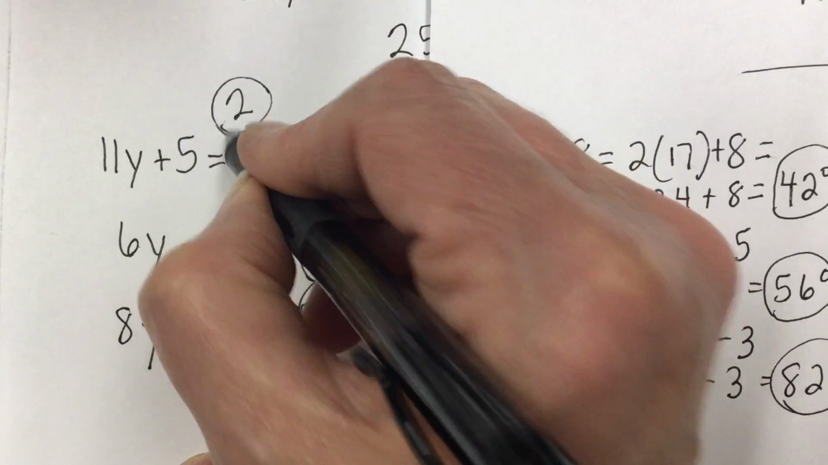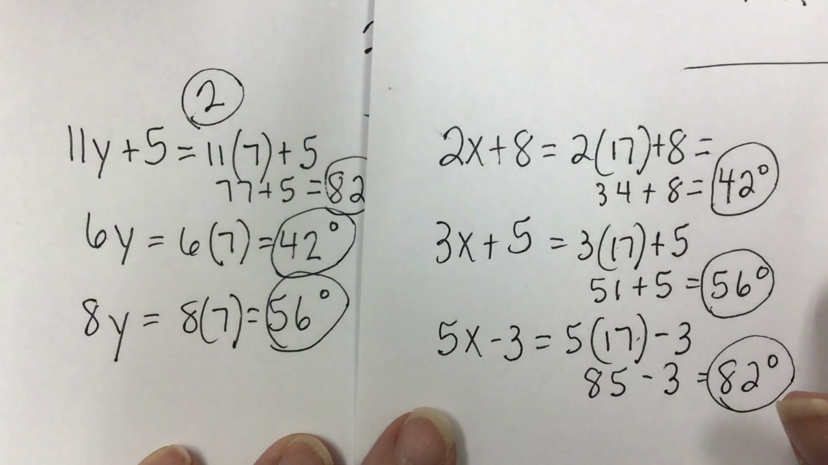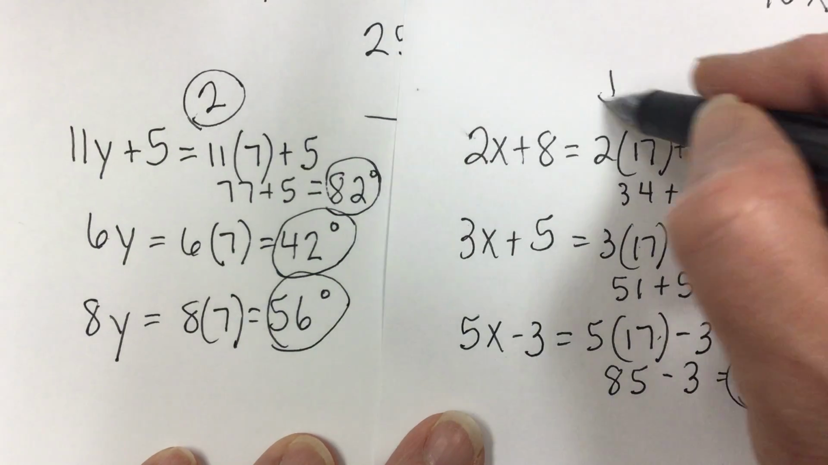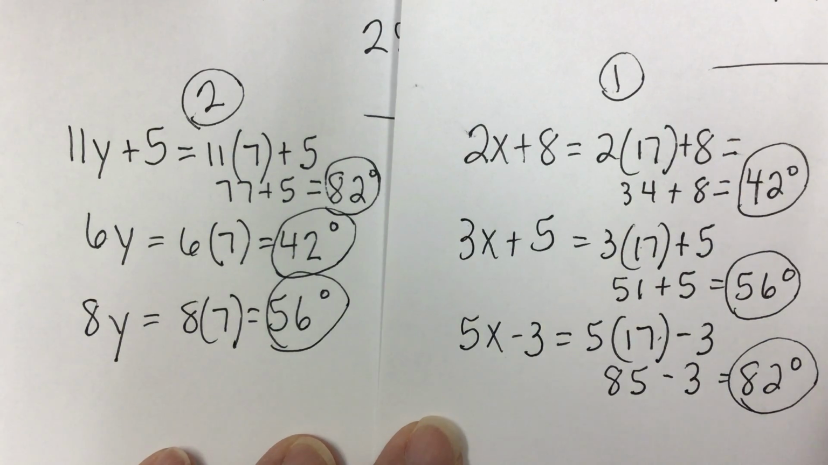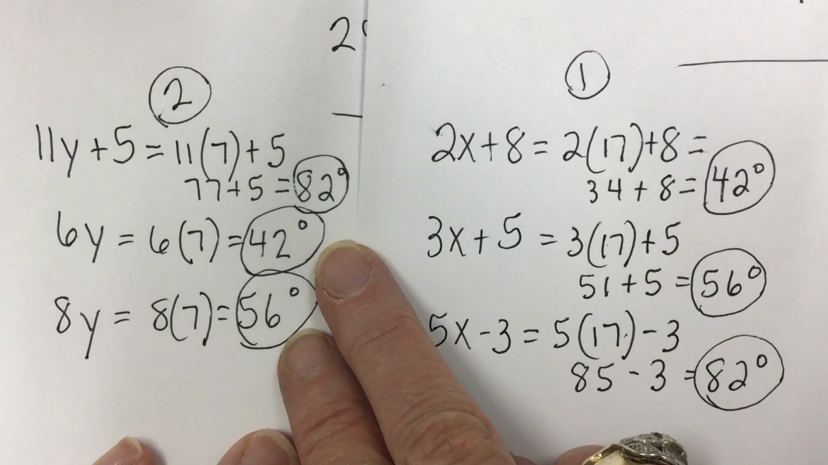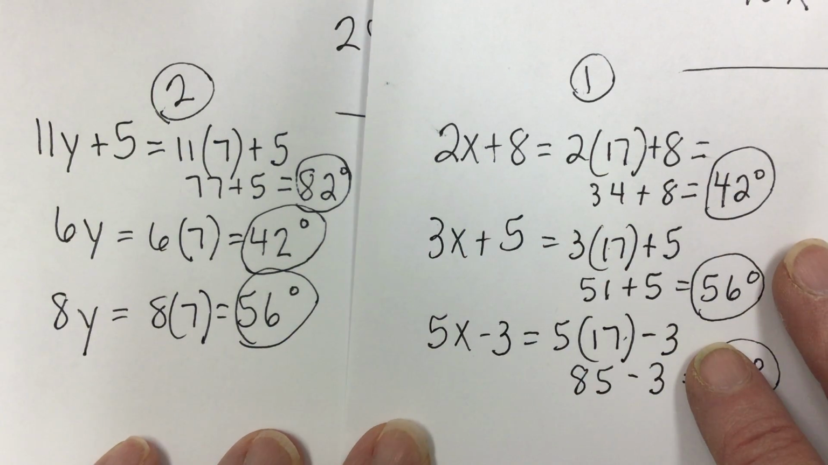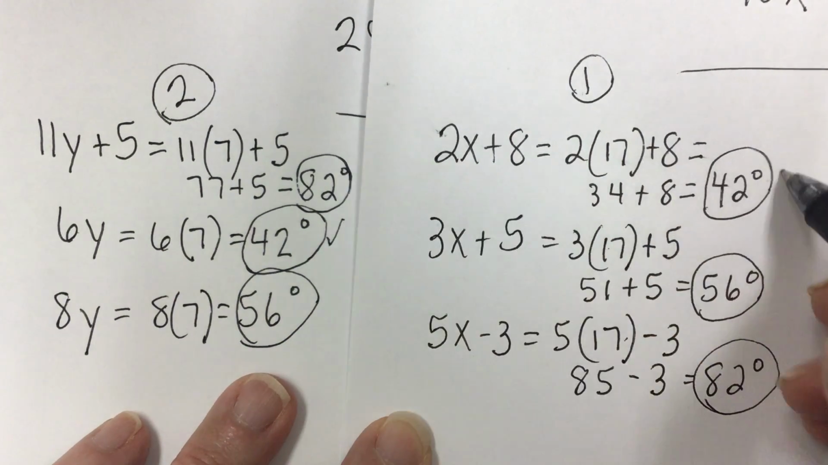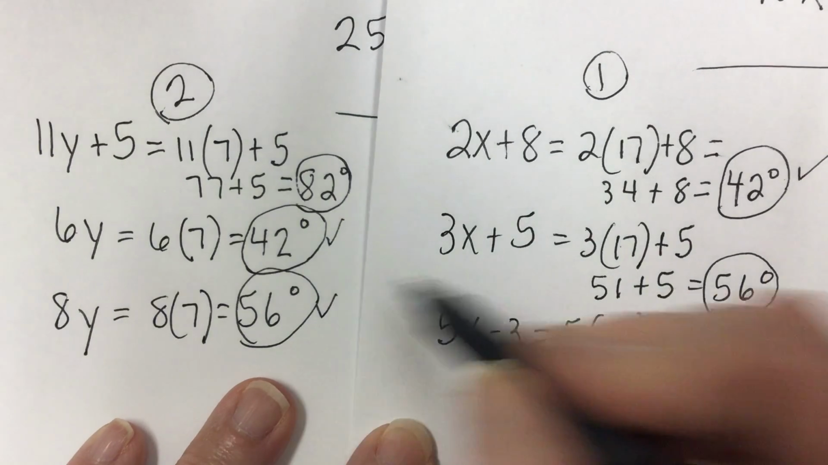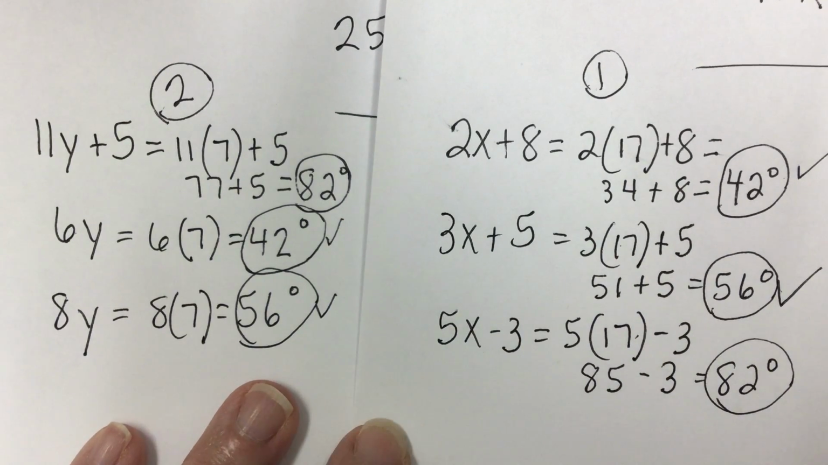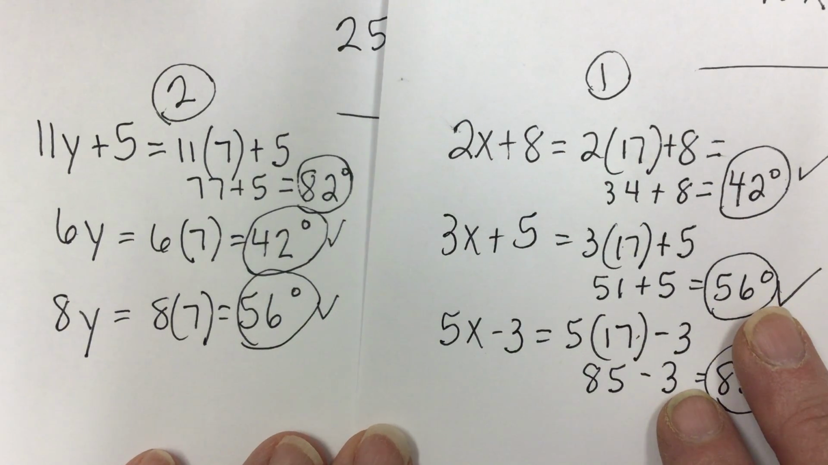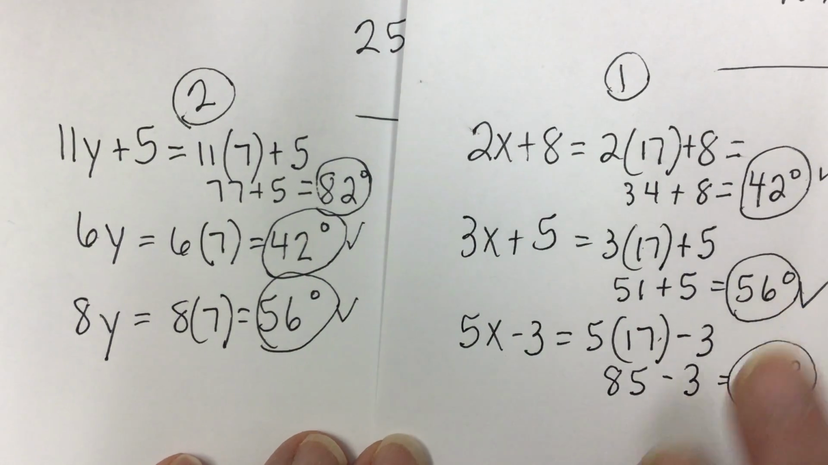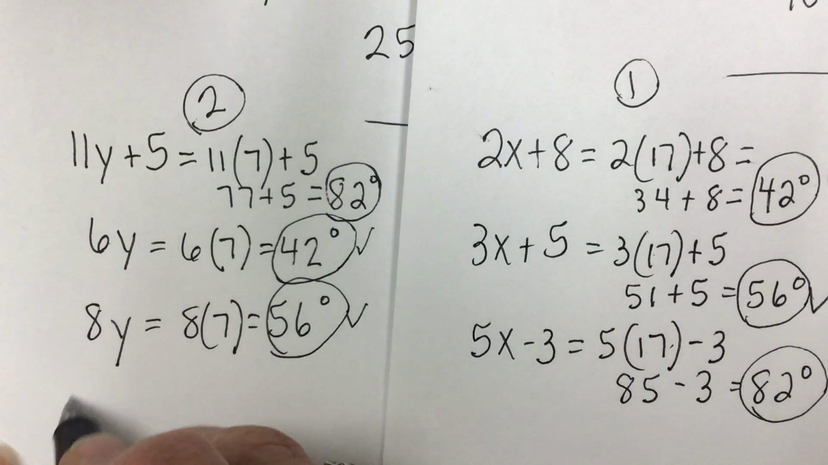This is my second triangle. And these are the measures of the angles of my first triangle: 42, 56, and 82. Are two angles of this triangle congruent to two angles of this one? Well, I have a 42 and a 42. I have a 56 and a 56. So yes, two angles of this triangle are congruent to two angles of this triangle. So can we conclude that these two triangles are similar?